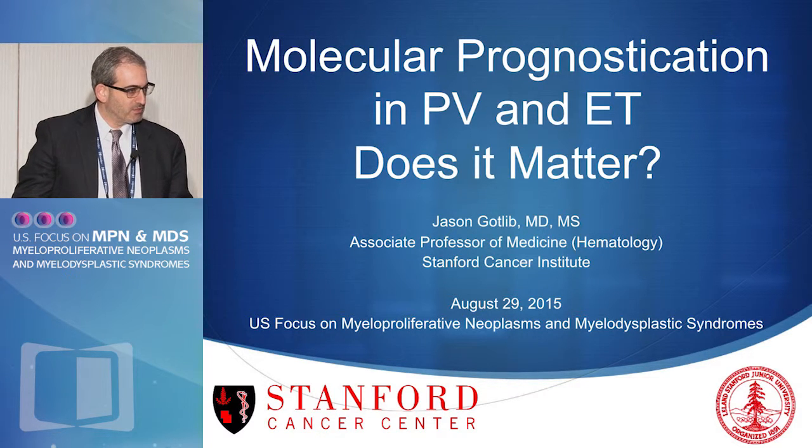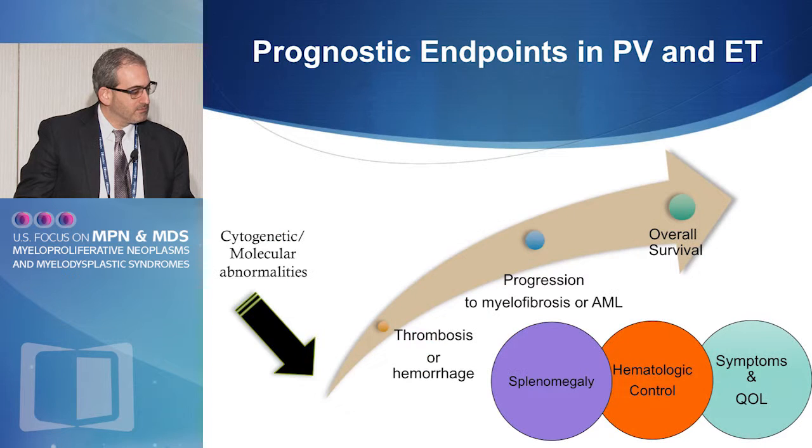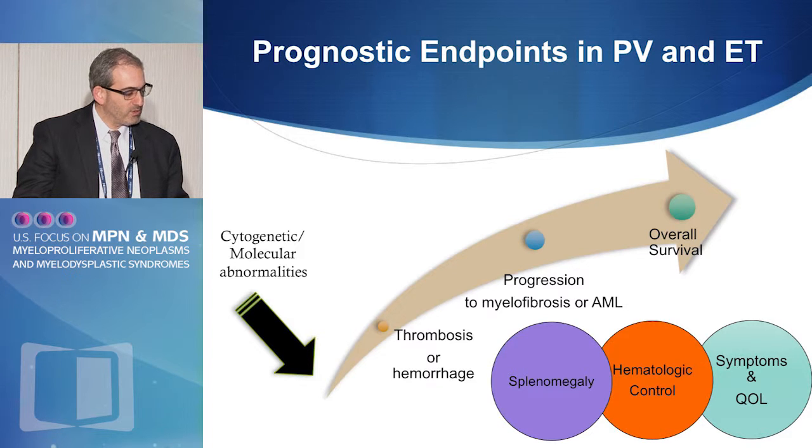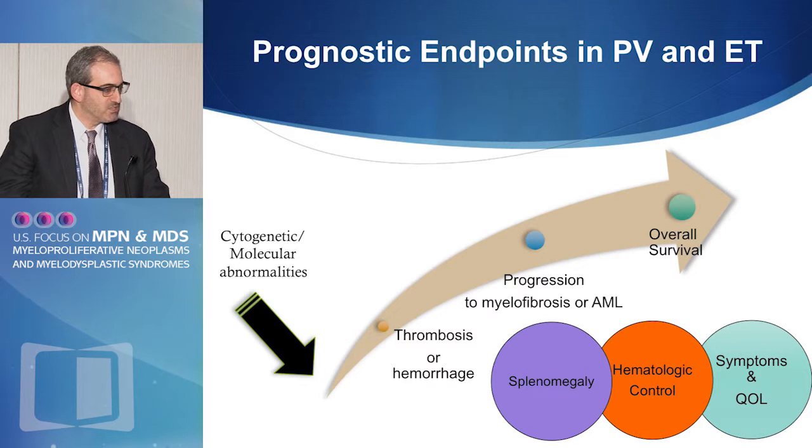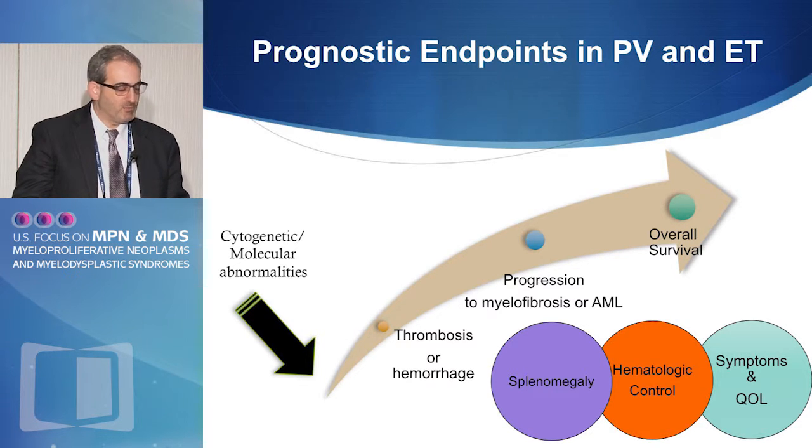So I'm going to deal with this subject, and I'm going to start off by showing you an arrow of the trajectory of the life history of a patient with PV and ET, and the issues, of course, that we've alluded to include thrombosis or hemorrhage, long-term issues of progression to myelofibrosis or acute myeloid leukemia, and of course the issue of overall survival. And the question at hand for this presentation is, what do we know about cytogenetic and molecular abnormalities in these conditions, and what impact do they have on these long-term endpoints in these two conditions?